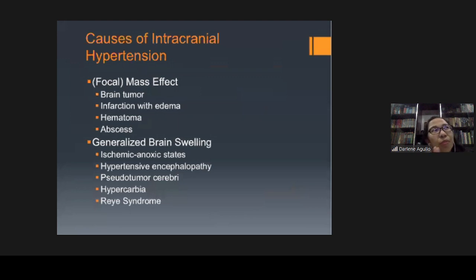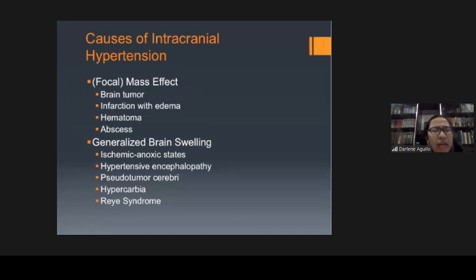For space-occupying lesions, the oldest neurologist in UST said, "Chang!" Remember that: Chang! Si Tatang. So, cyst, hematoma, abscess, neoplasm, granuloma. So, Chang. And of course, infarction, focal infarction with edema. So, Changge, kasi may eye na.